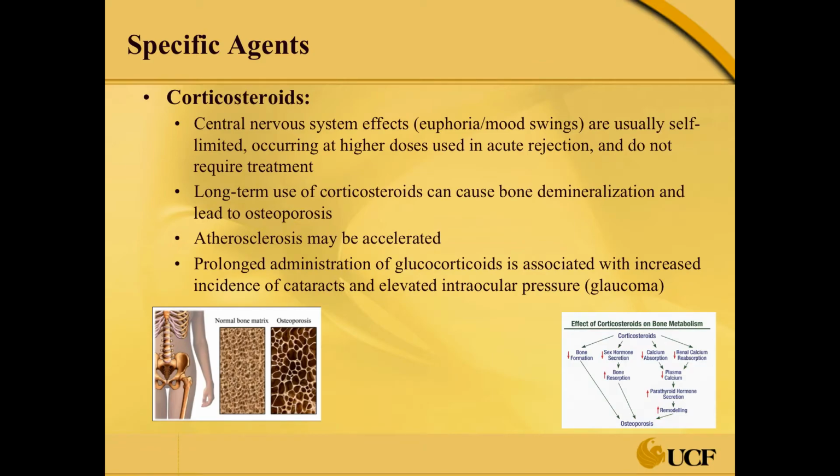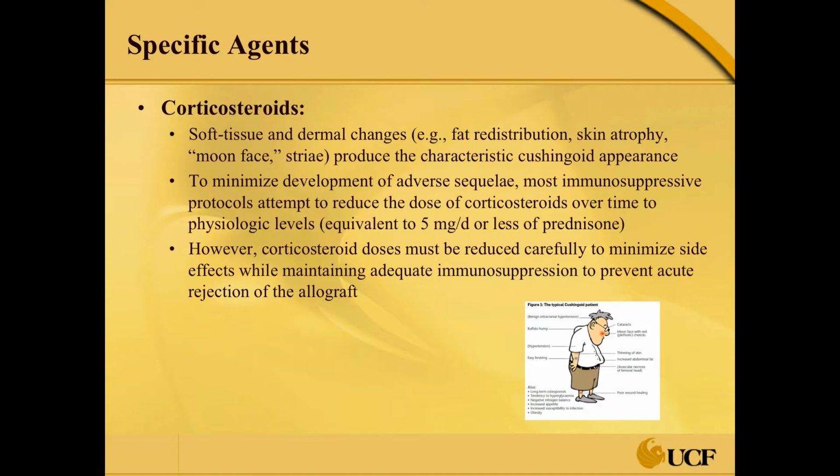Central nervous system effects like mood swings and euphoria are usually self-limited, and they occur at higher doses, which we give when the patient has an acute rejection. Long-term use of steroids obviously can cause bone demineralization and lead to osteoporosis, and atherosclerosis can also be accelerated with these agents. Prolonged administration also causes glaucoma, cataracts, and other ocular disorders as well. Soft tissue and dermal changes like fat redistribution, skin atrophy, a moon face, and striae produce the characteristic Cushingoid presentation, and that's what you see here.